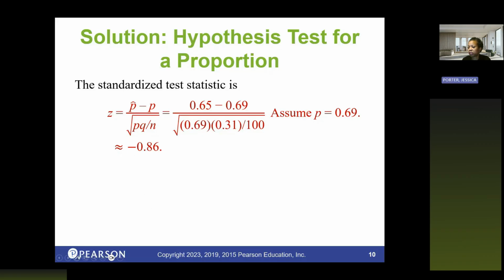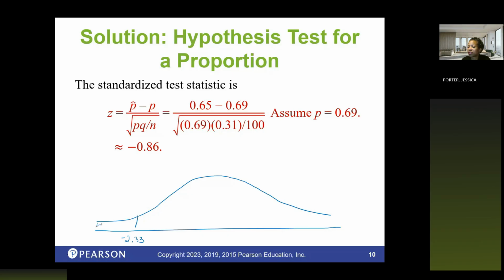So now, when we draw our graph, since I've got so much room here, I've got negative 2.33. And our test statistic is negative 0.86. So negative 0.86 is somewhere over here. Are we going to reject or fail to reject the null hypothesis?